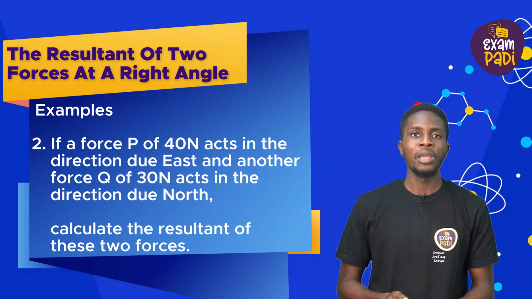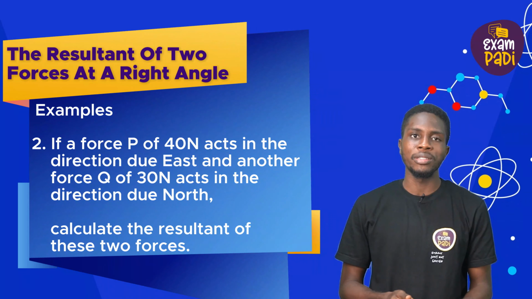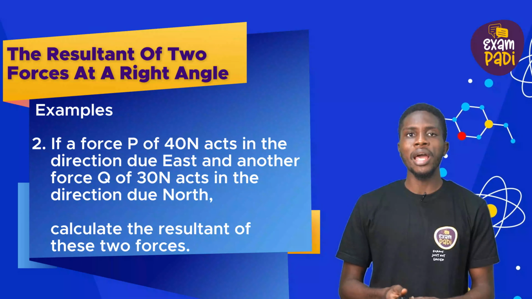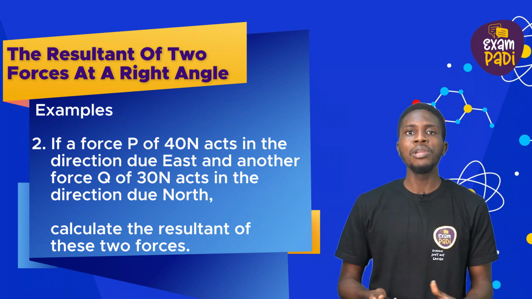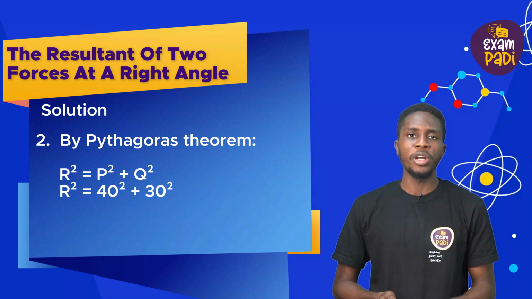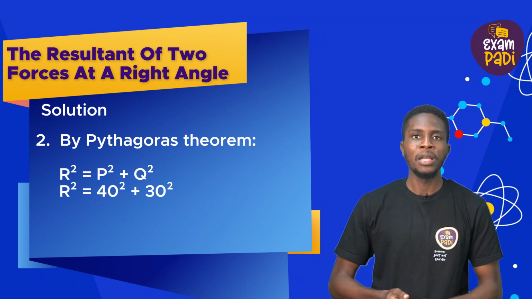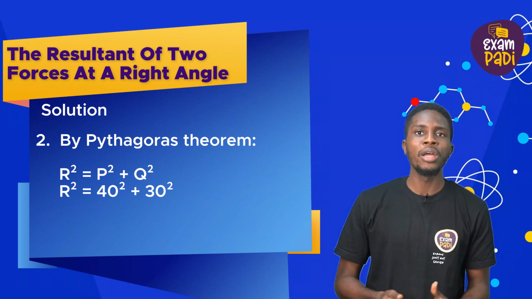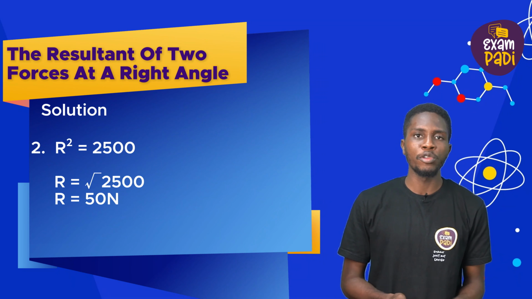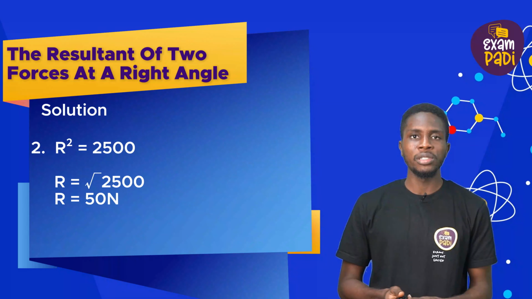Example 2. If a force P of 40 Newton acts in the direction due east, and another force Q of 30 Newton acts in the direction due north, calculate the resultant of these two forces. By Pythagoras theorem, R squared equals P squared plus Q squared. R squared equals 40 squared plus 30 squared. R squared equals 2500. R equals the square root of 2500.